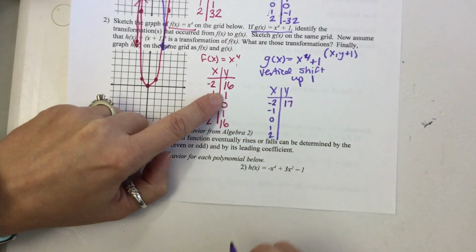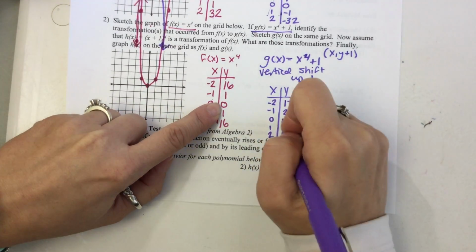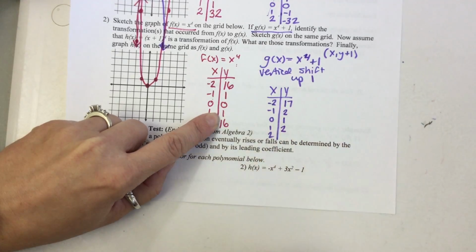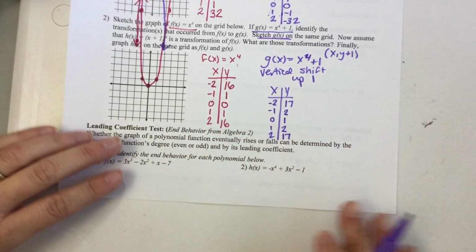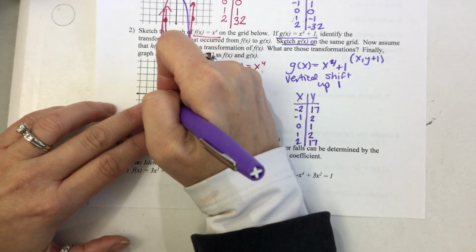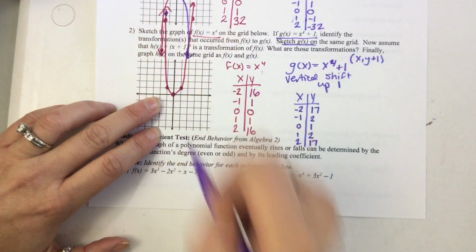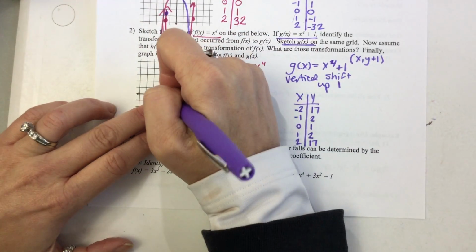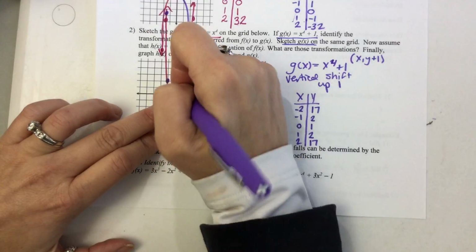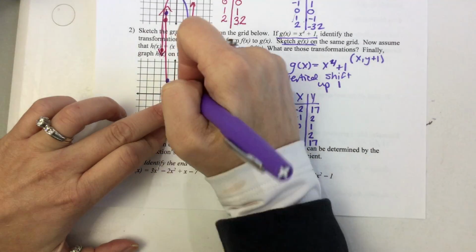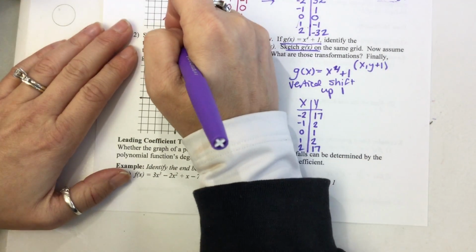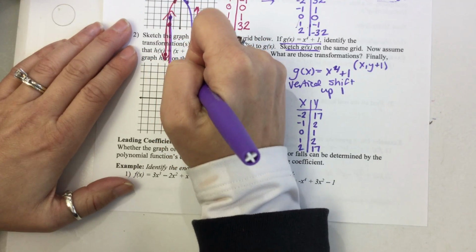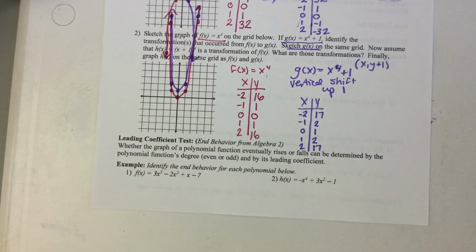16 plus 1 is 17. 1 plus 1 is 2. 0 plus 1 is 1. 1 plus 1 is 2. 16 plus 1 is 17. Now sketch g of x on the same grid. So I go to the left 2 and I go up higher than the one that was way off. If I go to the left 1, I go up 2. Stay at 0, I go up 1. Go to the right 1, go up 2. Go to the right 2, higher than my point that was off of the grid. Go ahead and connect them. So it's the same shape, the same size, it just shifted up.